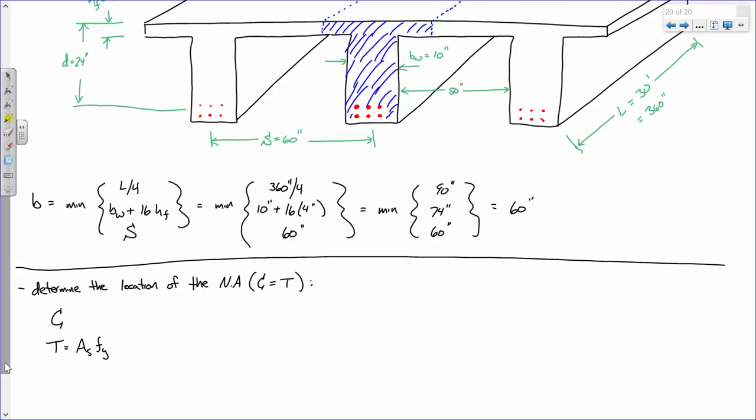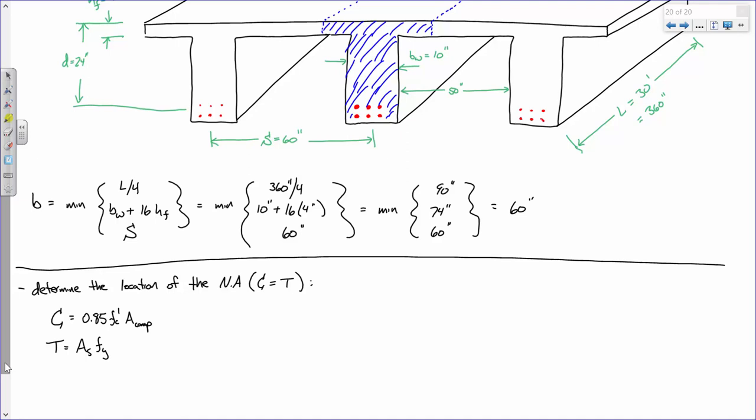Now, compression, that's a little different, okay? Now, for this beam right here, what was the compressive force? It was 0.85 Fc prime times A times B. Now, why was it AB? Like, why did we use AB? It's the area of this, right? So, when we're talking about a T beam, we don't know whether the area looks like this or like this. So what I'm going to do is just say it's 0.85 Fc prime times the area in compression. I don't know what that area is. I'm going to figure that out right now. Okay? So we'll just leave it like that.